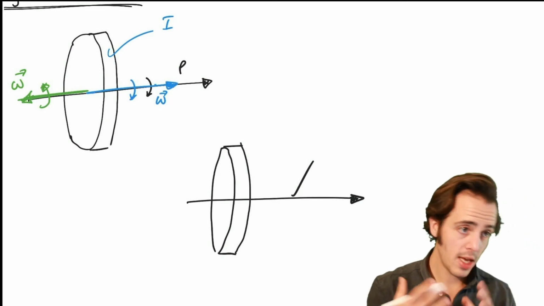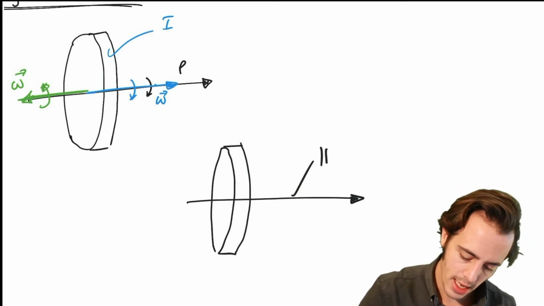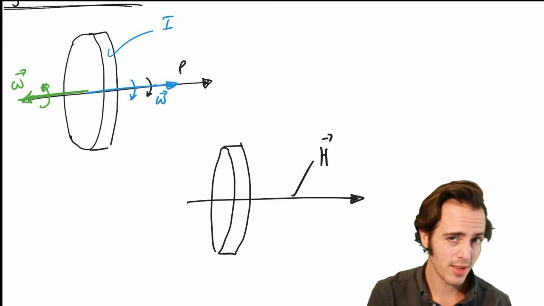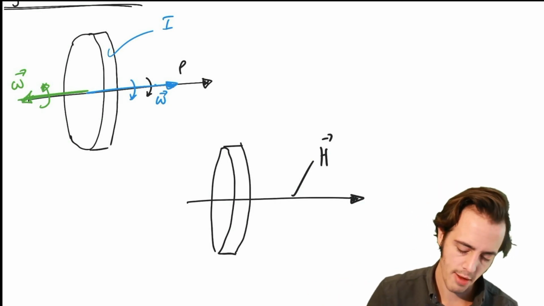Okay, sometimes you'll see angular momentum being given the symbol L. We're going to give it the symbol H. It's more common in aircraft aerodynamics to give angular momentum the symbol H to avoid having another L to confuse things. But in physics, it's often given the symbol L, so just be aware of that.